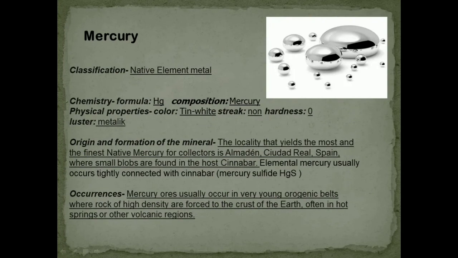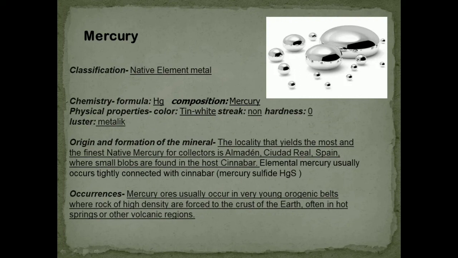And the third and final one is mercury, whose formula is Hg and composition is mercury. It has a thin white color, streak of none, hardness of 0, and a luster of metallic. Its crystal system is amorphous. Since mercury is a liquid, it lacks a crystal structure. Mercury usually occurs tightly connected with cinnabar. Cinnabar is the mercury sulfide, which is HgS. This is the mineral where mercury can be mined.